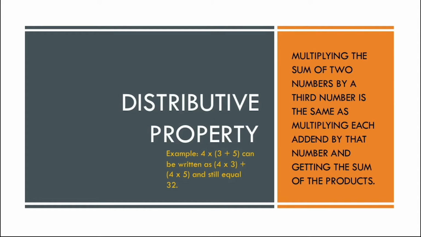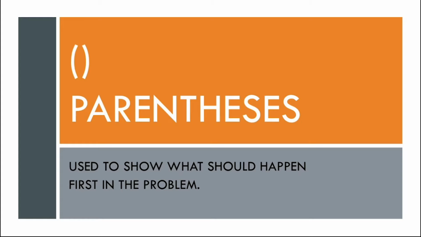The Distributive Property says that multiplying the sum of two numbers by a third number is the same as multiplying each addend by that number and getting the sum of the products. In the Associative Property and Distributive Property, we use parentheses. Parentheses are used to show what should happen first in a problem.